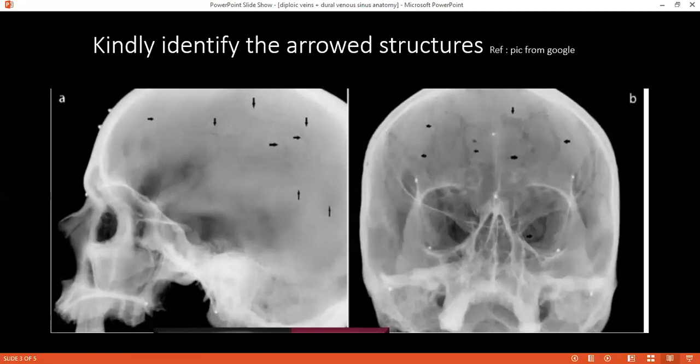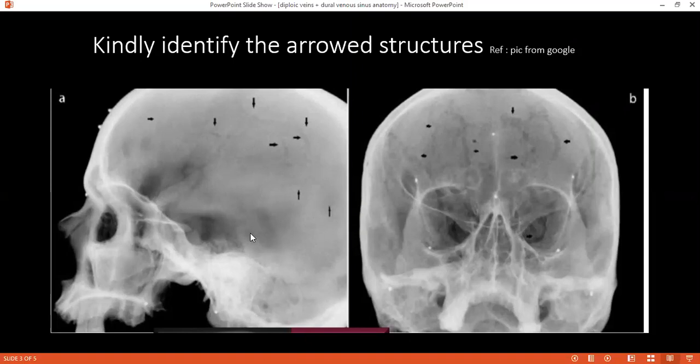No, no. Would you be able to identify, because it's pointing at something, structures. Have you heard of diploic veins? Yes, ma'am. What are these? These are the veins which connect the diploic spaces of the brain to the dural venous sinuses. Yes, diploic spaces to the dural.